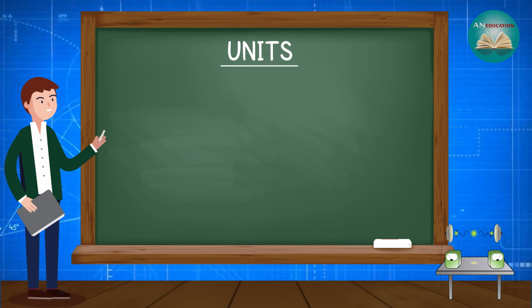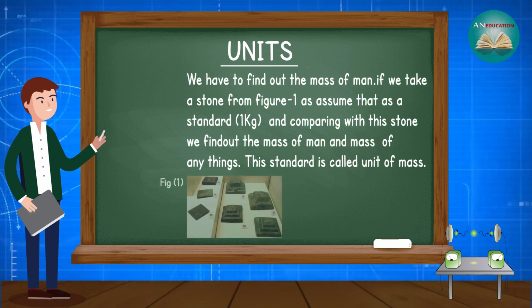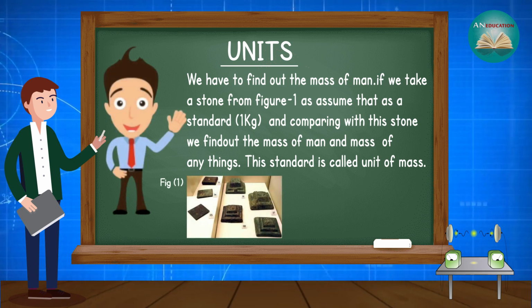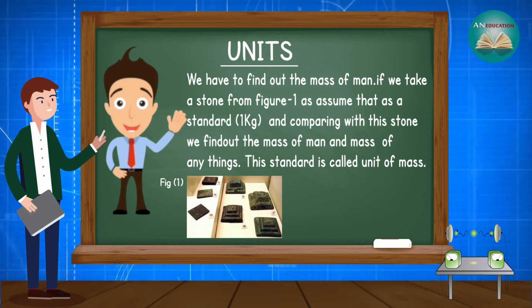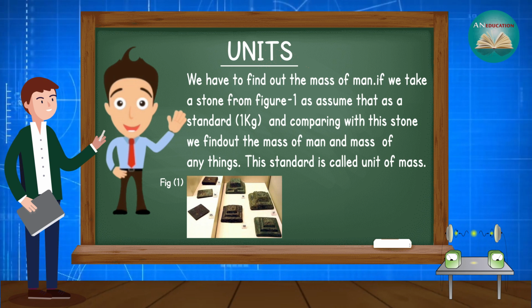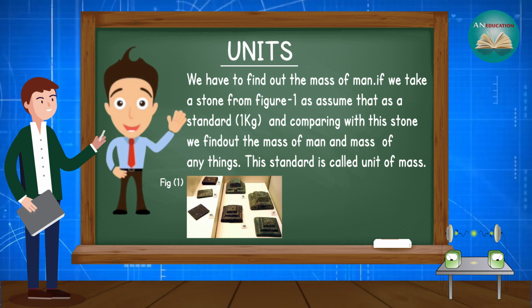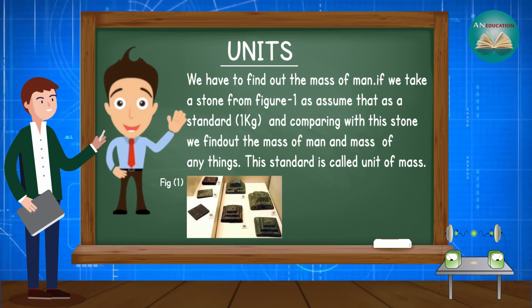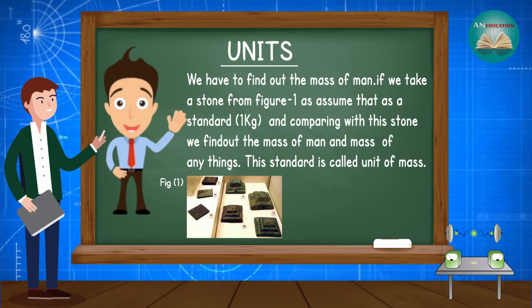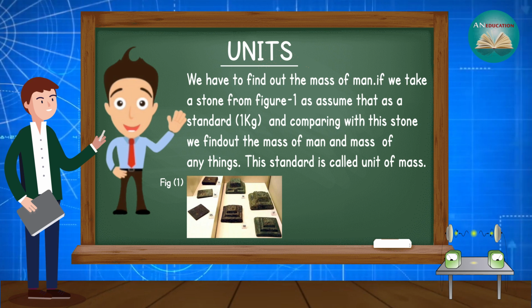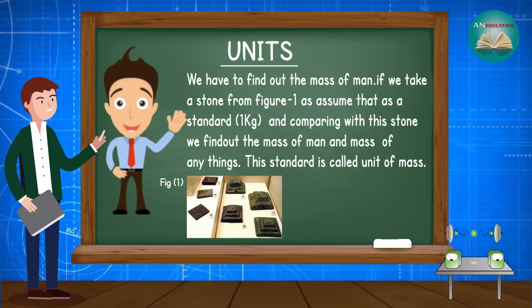Let us take an example. In the figure below, there are some stones and a man. We have to find out the mass of the man. If we take a stone from the figure and assume it as a standard 1 kg, then comparing with this stone, we can find out the mass of the man and the mass of anything. This standard is called the unit of mass.